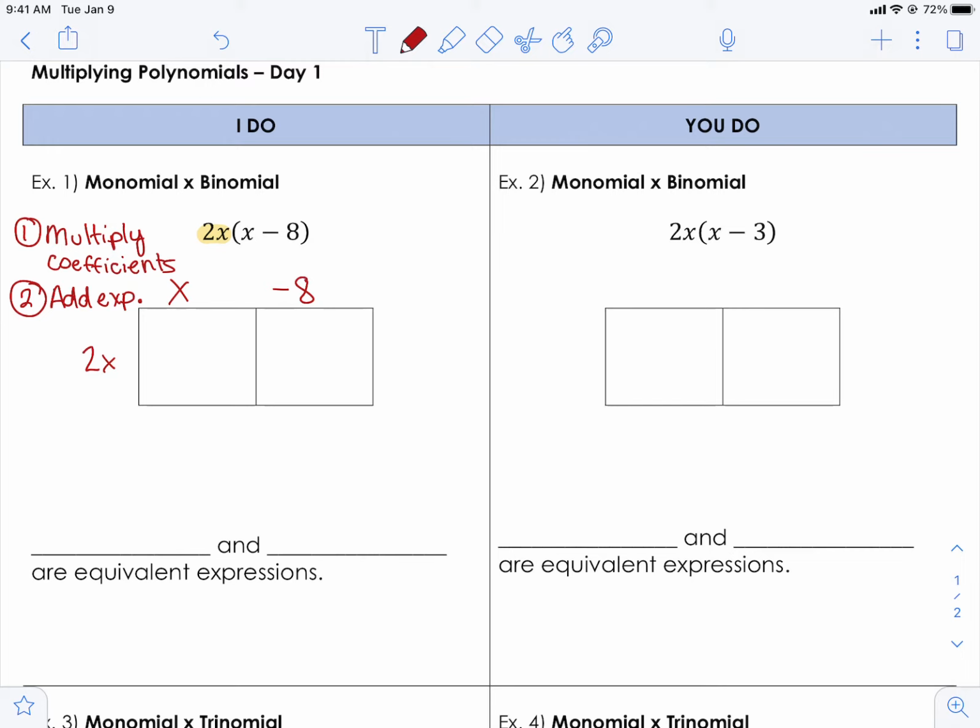Okay, so I have 2x, and remember that x is to the first, times x over here to the first. So I multiply 2 times the 1, which is 2. X times x, I add 1 plus 1, which is x squared. Now I take the 2 and I multiply it by the negative 8. So 2x times negative 8, well 2 times negative 8 is a negative 16. And there's no other variables, so it's just negative 16x. So then that's really it for this one. So my answer would be 2x squared minus 16x.